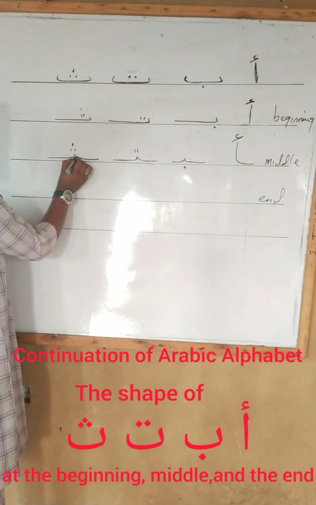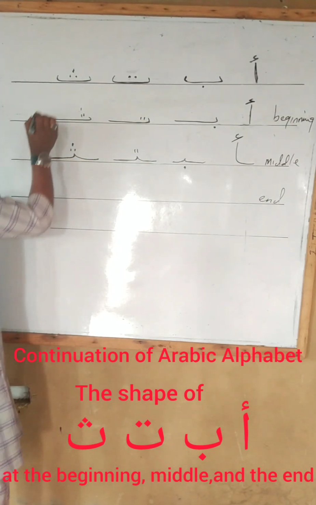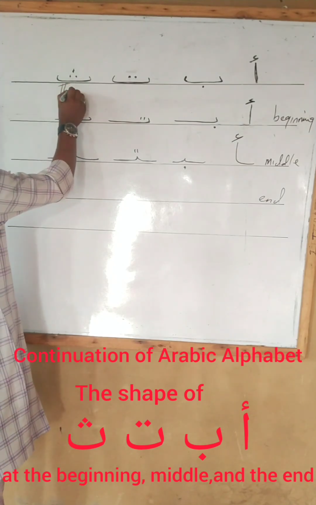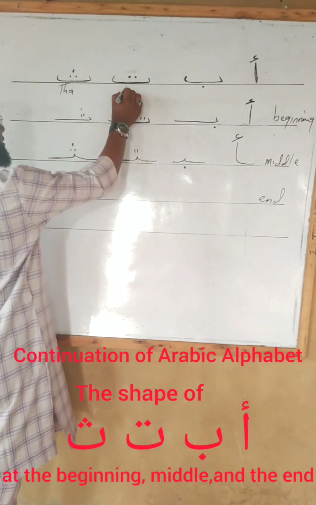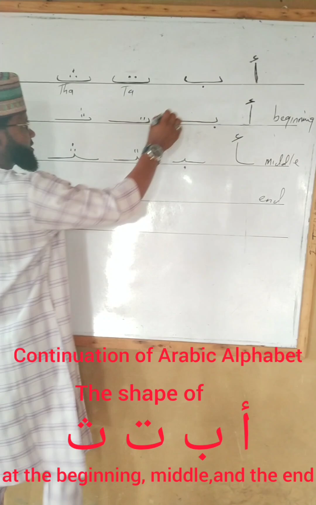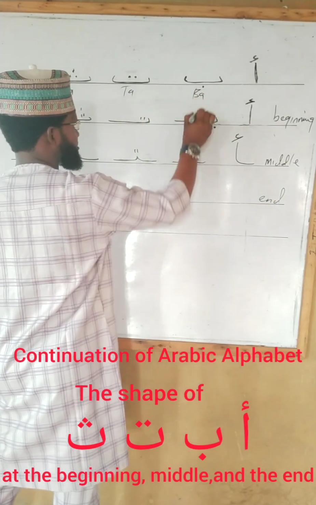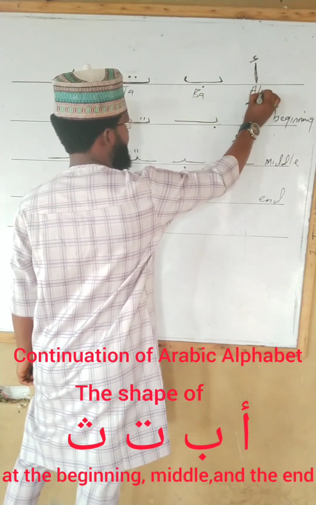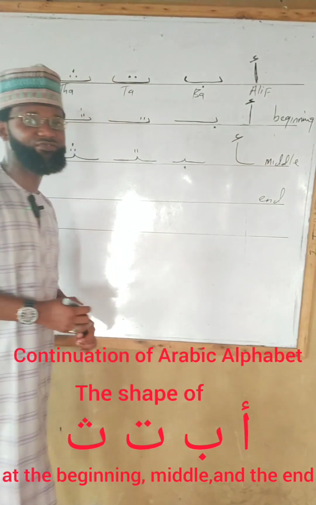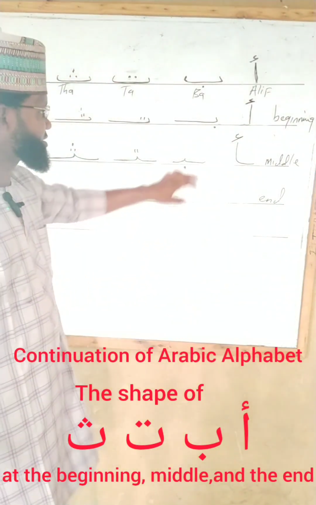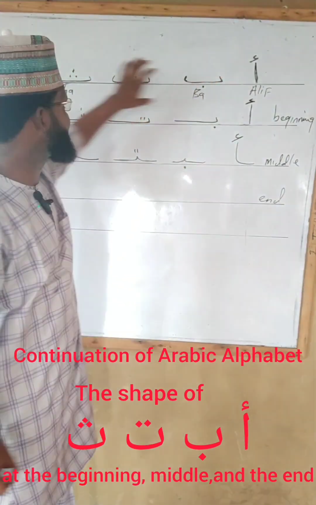This tha. Tha. Now we wrote that the other time. We say this one is what? T-H-A. Tha. This one is T-A. Ta. This one is what? B-A. Ba. This one is what? A-L-I-F. Alif. So this is the middle shape of those alphabets.